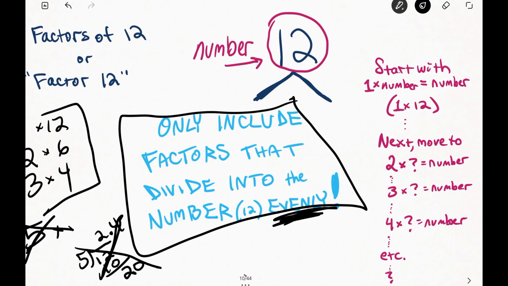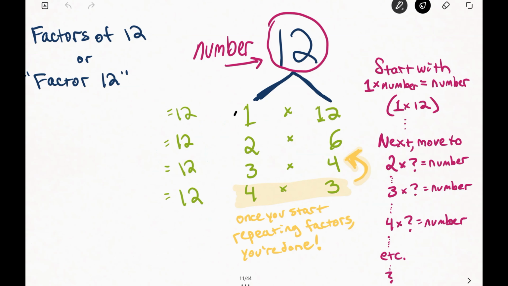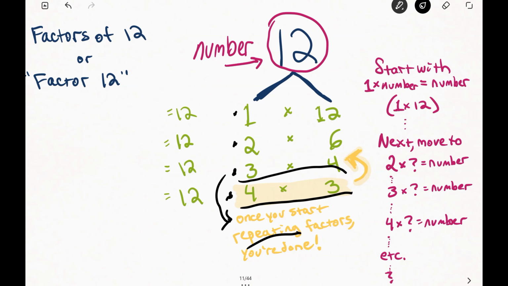And now, as you can see, we did 1 times 12 is 12, 2 times 6 is 12, 3 times 4 is 12, and now 4 times 3 is 12. So once you start repeating yourself, see, because we did 3 times 4 is 12, but now we have 4 times 3 is 12. This is the exact same thing, it's just backwards.